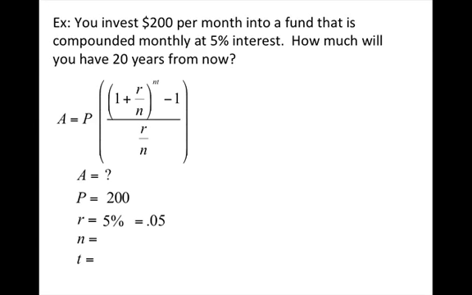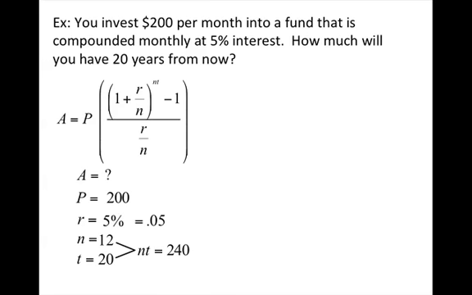N is the number of times compounded per year. I'm compounding monthly, so that's 12 times per year. And T is my time in years. This is 20 years, so T is 20. And as before, I like to go ahead and multiply my N times my T. 12 times 20 is 240.